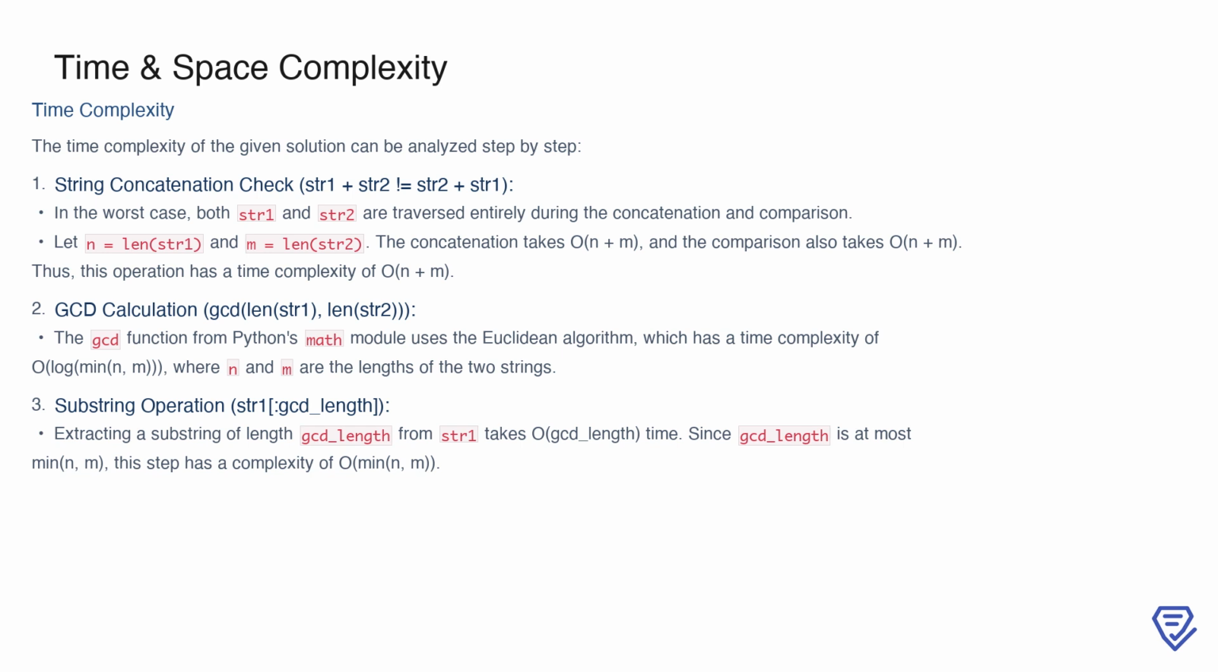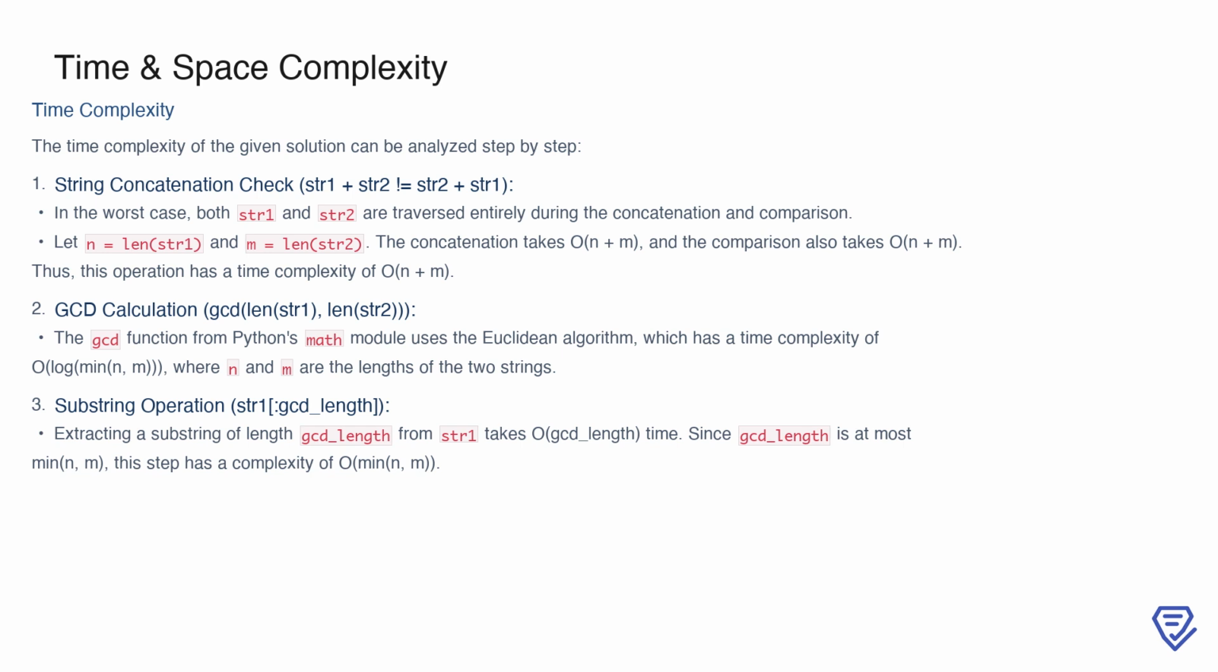To analyze the time complexity of our solution, we can break it down into individual operations. First, we perform a string concatenation check to ensure that str1 plus str2 equals str2 plus str1. In the worst case, this requires traversing both strings entirely. If n is the length of str1 and m is the length of str2, the concatenation itself takes O(n + m), and comparing the resulting strings also takes O(n + m).